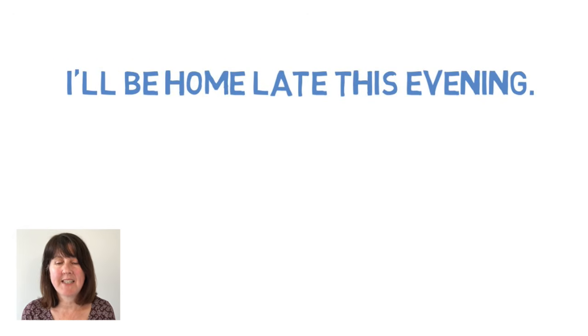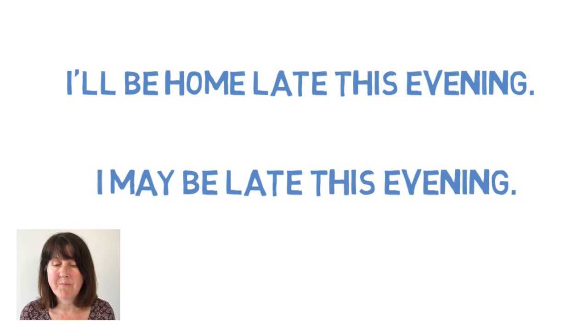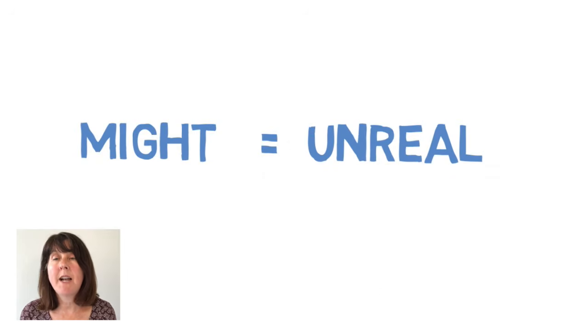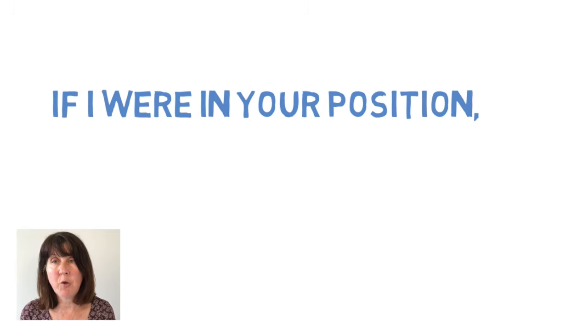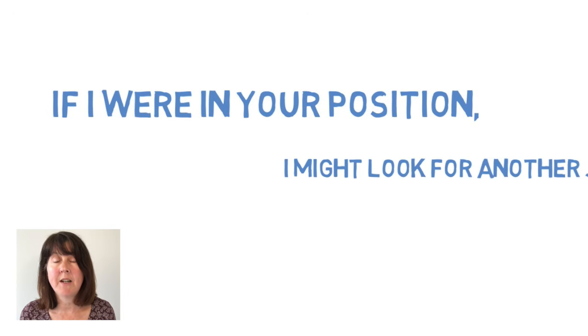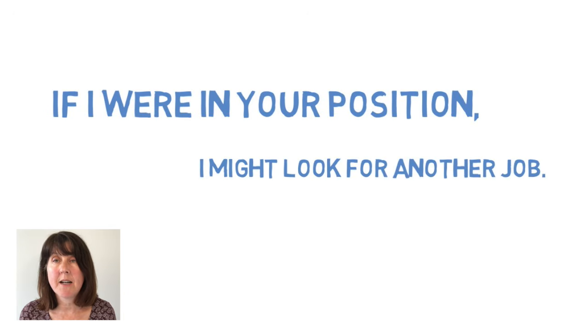Compare these sentences. I'll be late this evening. This is a fact. He's definitely going to be late. Whereas, I may be late this evening. It's just a possibility. I may be late, I may not be late. May and might are interchangeable. However, you can only use might in unreal situations. For example, if I were in your position, I might look for another job. I'm not in your position, so therefore you have to use might and not may.